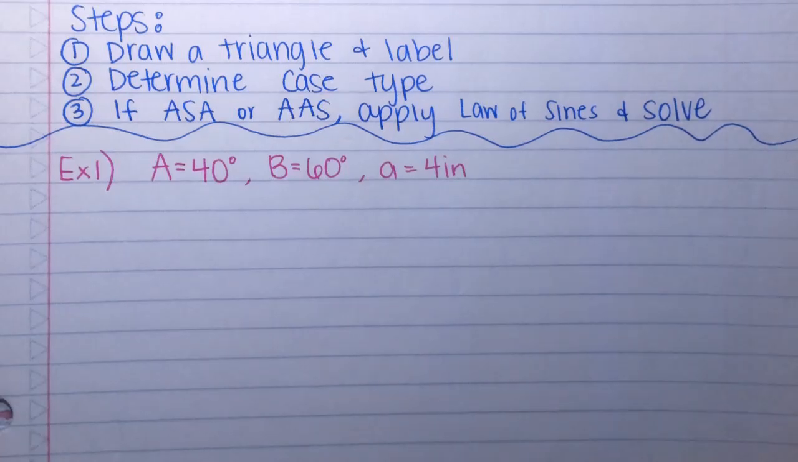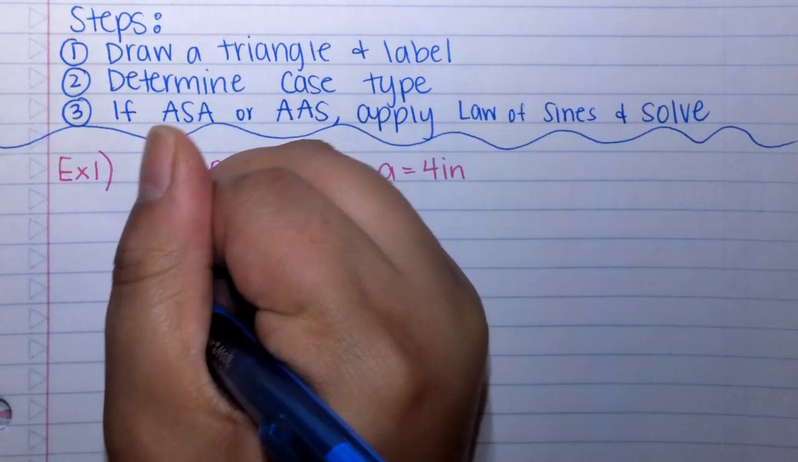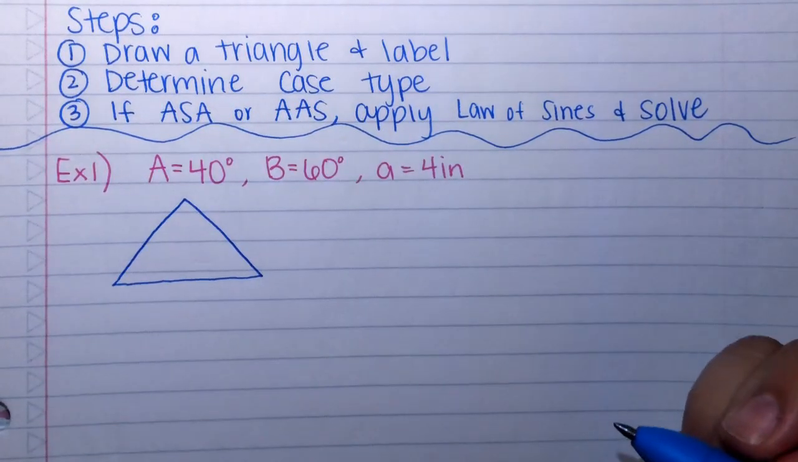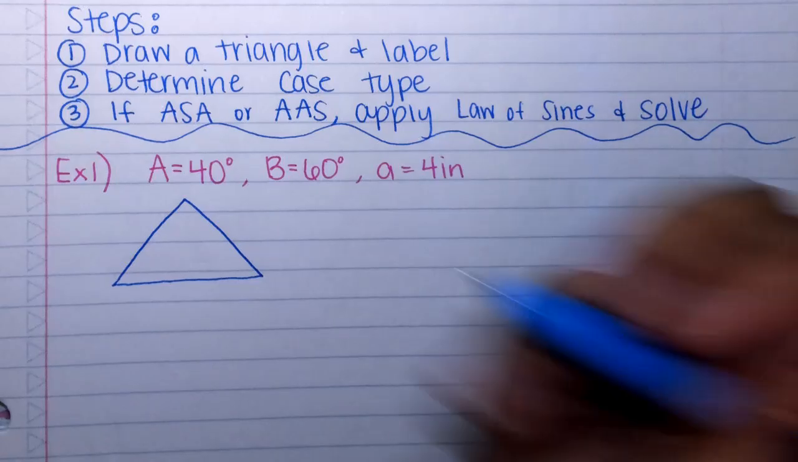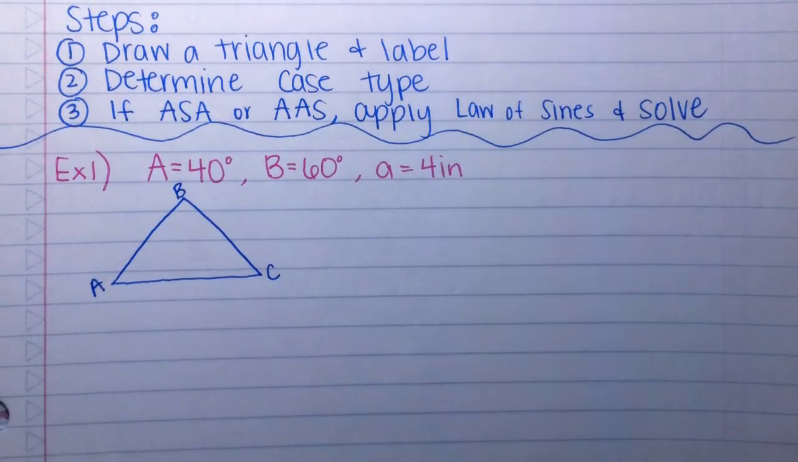I'm going to give you A, B, and lowercase a, and I want you to find everything else to this triangle. What do I do first? Draw your triangle. Now, your triangle may or may not look like my triangle. It does not matter where you put the letters. I usually put A right here and B up here. But if you were to do this a different way, you could still get the right answer.